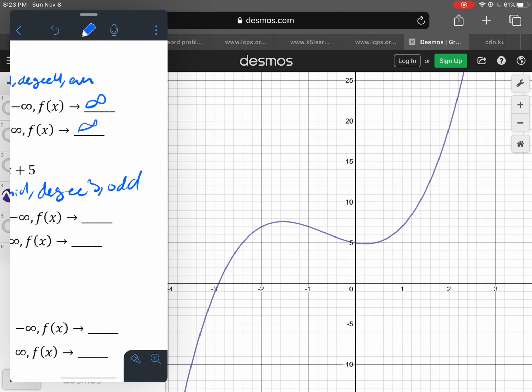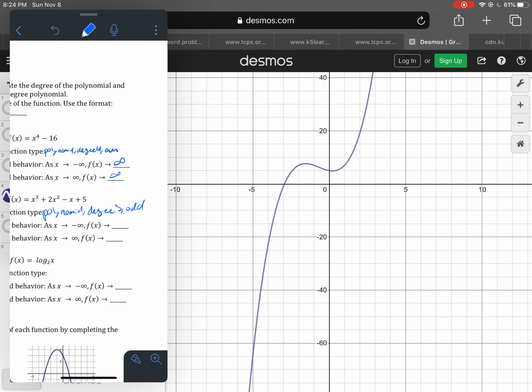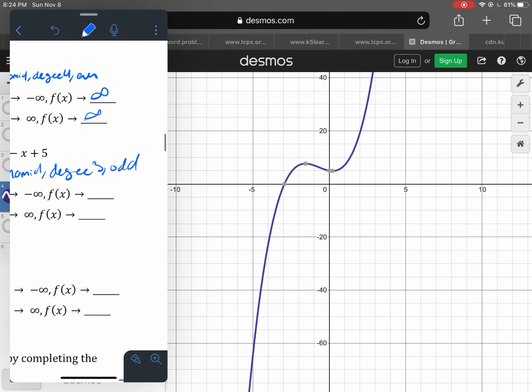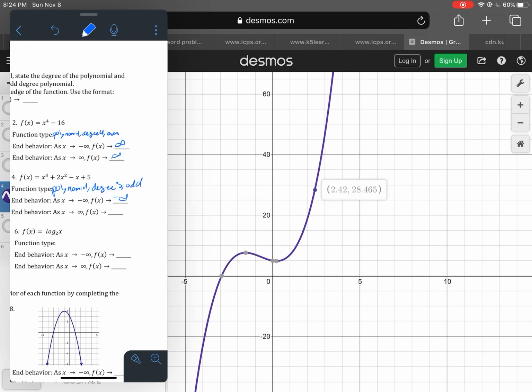And of course it's odd, right? 3 is odd. So what happens as x goes to negative infinity? Well, as x goes to negative infinity, it does go up a little bit, but then, watch, right? As we approach infinity, holy smokes, we go down, right? So as x goes to negative infinity, the function goes to negative infinity. It goes down. As x goes to positive infinity, what happens here? Well, we go up. We go to positive infinity.